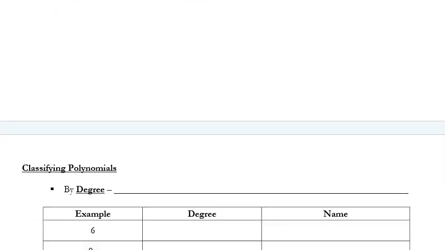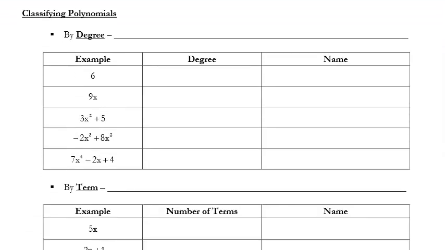Now, we've been using this word a lot called polynomial, and we haven't really completely defined it, so we're going to go ahead and define a polynomial. A polynomial, by definition, is just an expression, and it's an expression typically that has multiple terms. Terms are separated by addition and subtraction.